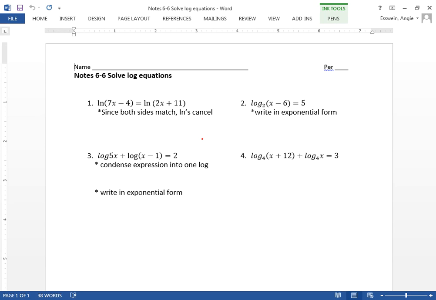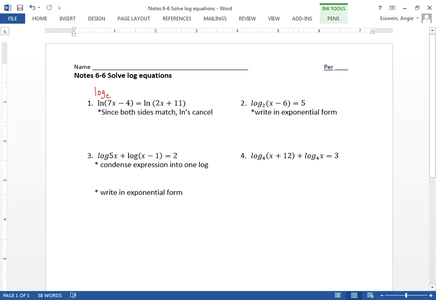What's the base for natural log? E. Yeah. So this is like saying log. I could rewrite this as log base E, but you're never going to see that. So here are the tips.